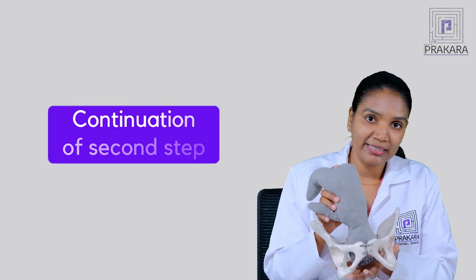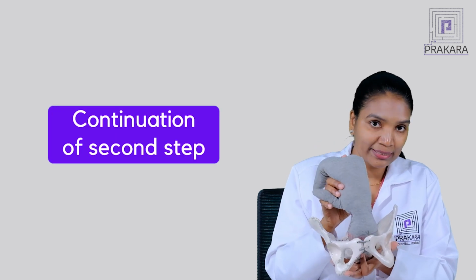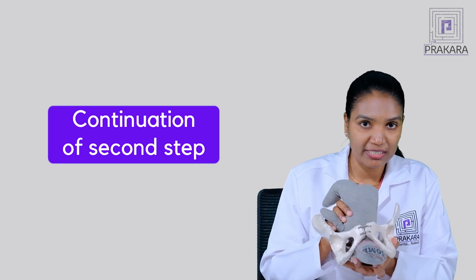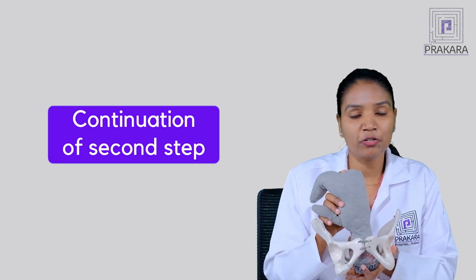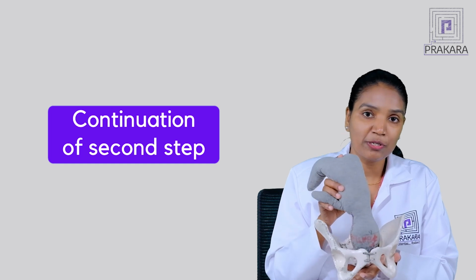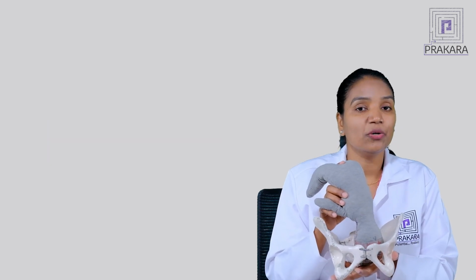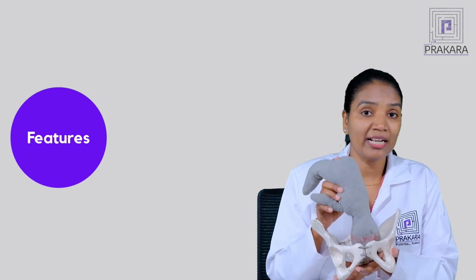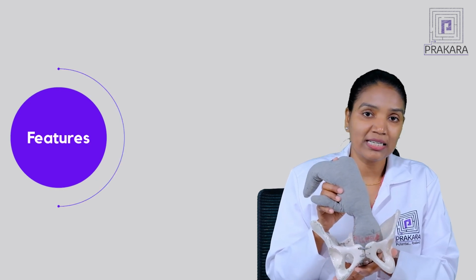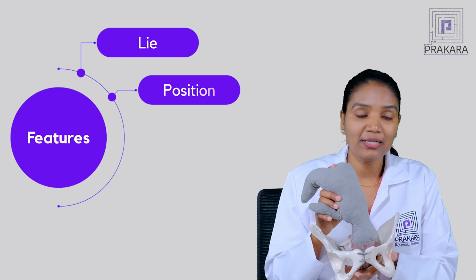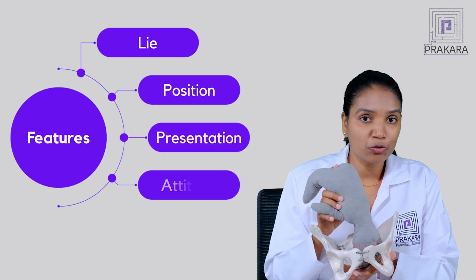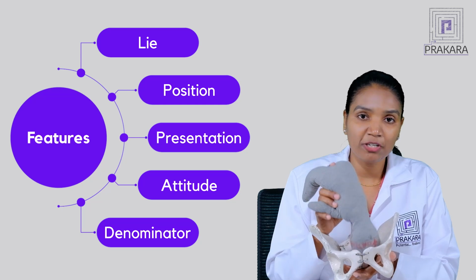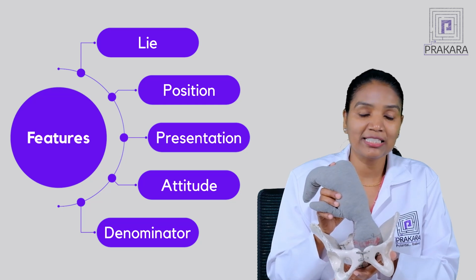And third is a continuation of the second step: whichever part enters into the pelvis also undergoes underneath the pubic symphysis. This is the third principle we need to observe. So these are the 3 principles we can observe in the mechanism of labor. Other than that, there is important fetus in utero terminology that needs to be revised again here, which we've already discussed earlier, including lie, position, presentation, attitude, and denominator. These are the 5 important factors to be considered. It's like a revision, we are going to see them before we discuss the mechanism of labor.